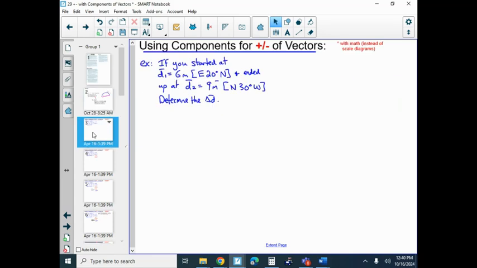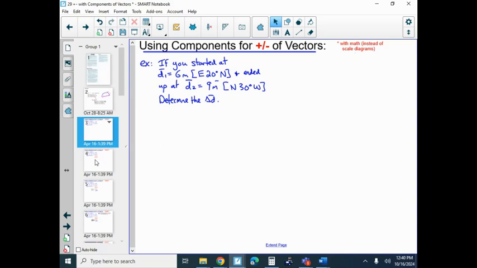All right. So to start out with, let's just look at a question like this. If you started at a position of, so that's the word for that one from the previous lesson, right? Position of 6 meters east, 20 degrees north. It just locates you in space on the map, basically. And you ended up at a final position of 9 meters north, 30 degrees west. I want you to determine the displacement. And we're going to do this with math this time instead of with scale diagrams.